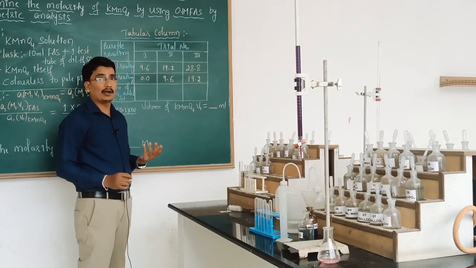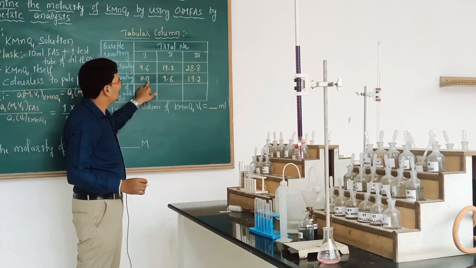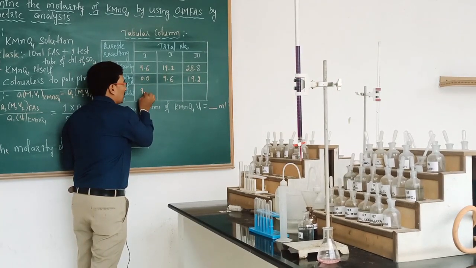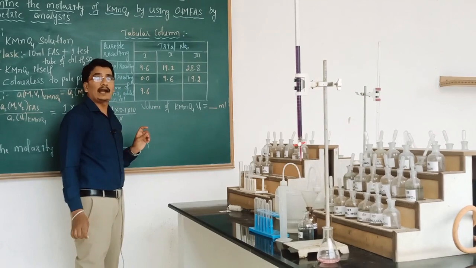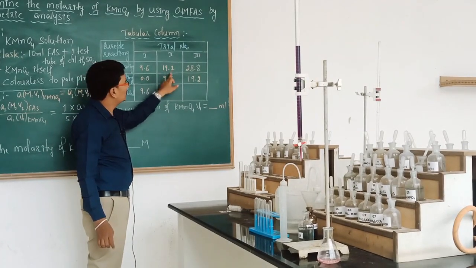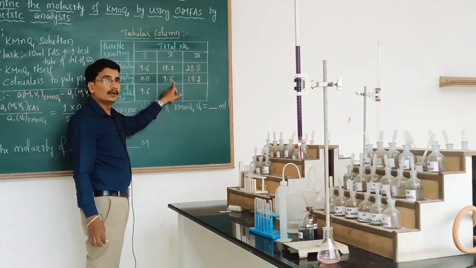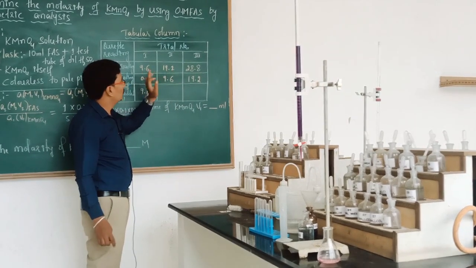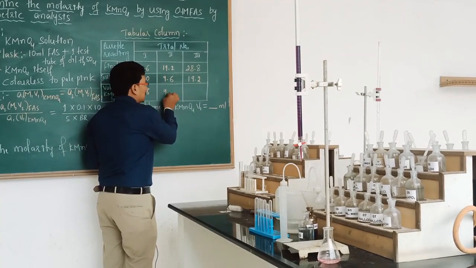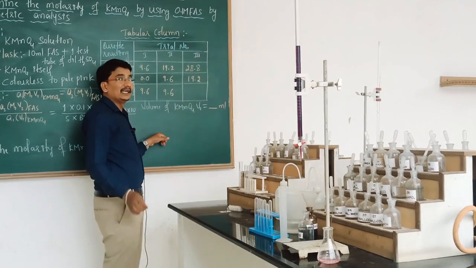Let us subtract them. Initially it was 0.0, and it became 9.6. If we subtract the two, how much value did we add? The value of KMnO4 added is 9.6 ml. The second one, we started from 9.6. The end point is 19.2. By subtracting 19.2 and 9.6, we get 9.6. The burette reading again is 9.6.